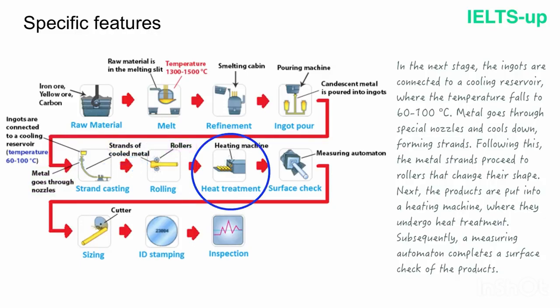Next, the products are put into a heating machine, where they undergo heat treatment. Subsequently, a measuring automaton completes a surface check of the products. As you see, I describe the stages of the process sequentially, using all the information provided by our diagram.